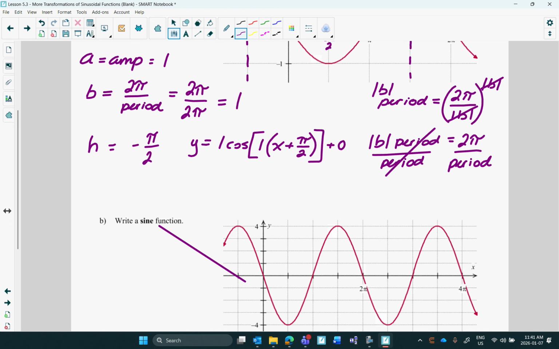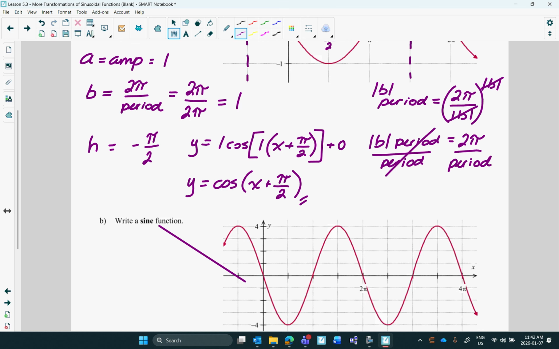k was 0, right? But I don't have to write these things, do I? I don't have to write the ones and zeros. So the simplified answer would be just cos(x plus pi over 2). And that's your equation for that sinusoidal function. Okay?